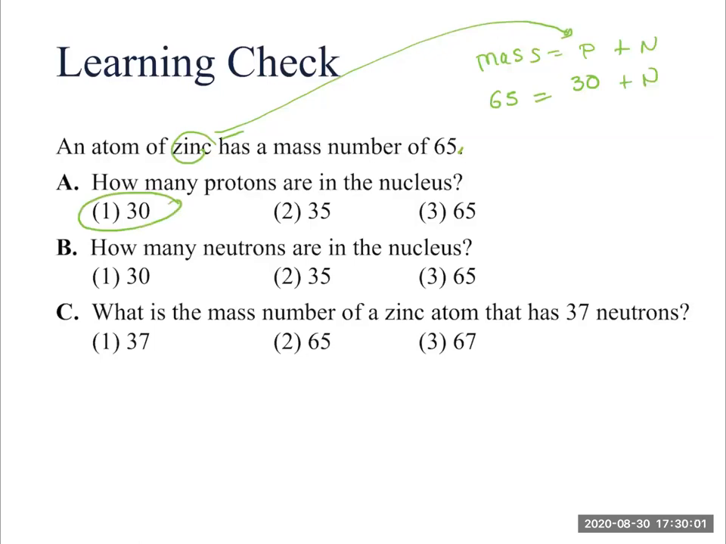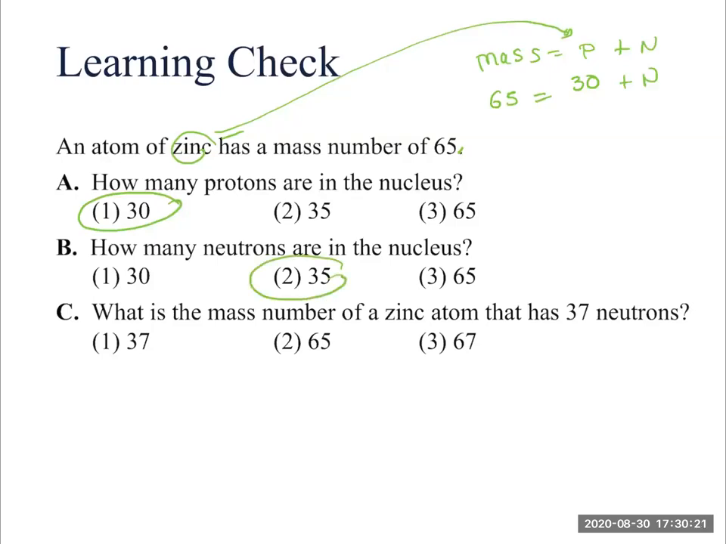How many neutrons? Well, you do 65 minus 30. That will give you the answer, because remember that the mass number equals protons plus neutrons. So if you do 65 minus 30, that should give you the number of neutrons, which is 35.